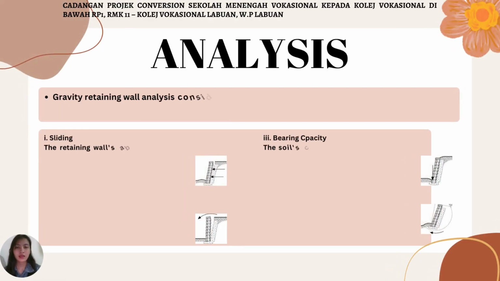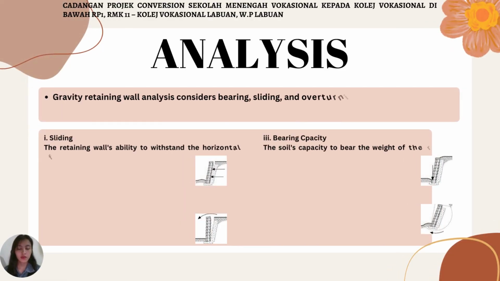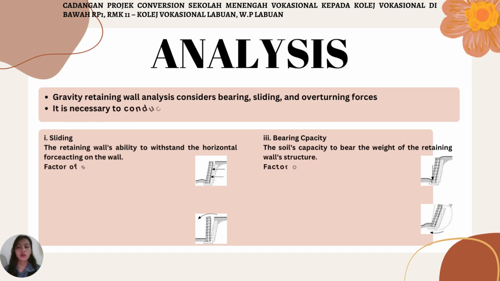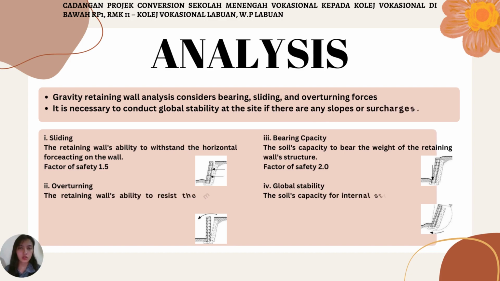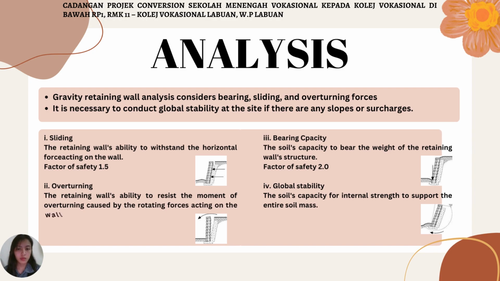Continuing with our next slide, which is the analysis method for our case study. A gravity retaining wall analysis considers bearing, sliding, and overturning forces. Analysis is very necessary to conduct global stability at the site if there are any slopes or surcharges. There are four analyses they need to consider in constructing this type of retaining wall.